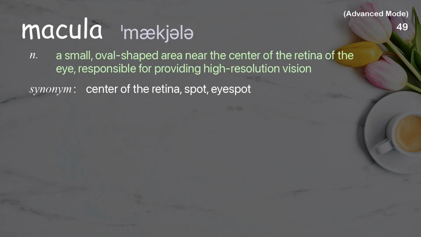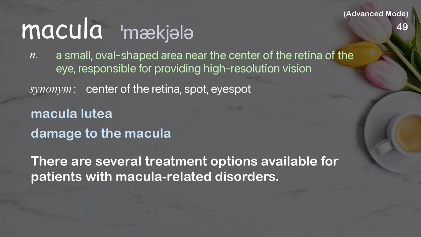Macula. A small, oval-shaped area near the center of the retina of the eye, responsible for providing high-resolution vision. Examples: macula lutea, damage to the macula. There are several treatment options available for patients with macula-related disorders.